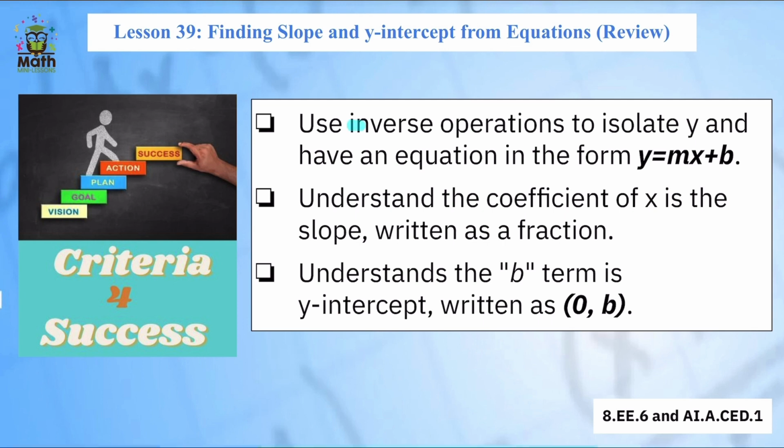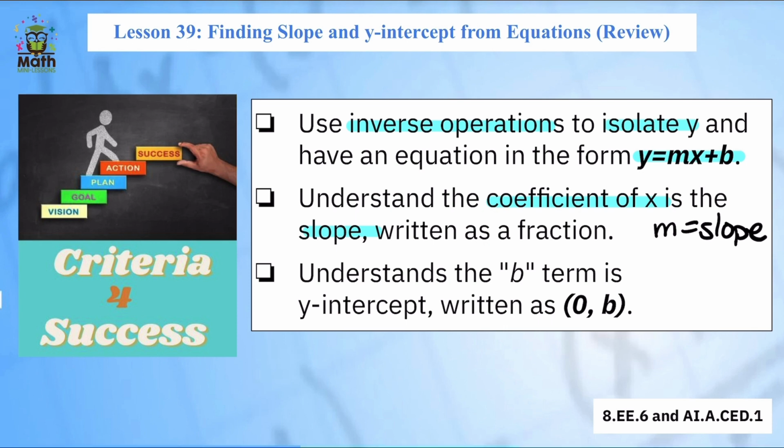We're going to use the inverse operation to isolate y and have an equation in the form of y equals mx plus b. We're going to understand that the coefficient of x is the slope. Usually it is written as a fraction, but it can be a whole number. So that coefficient we call m is slope.